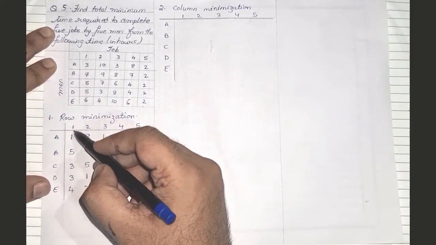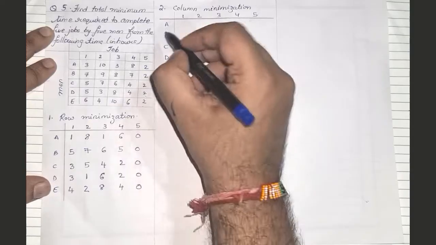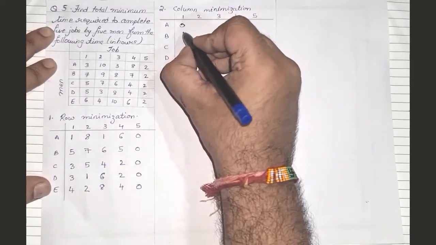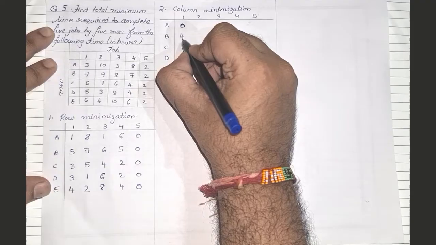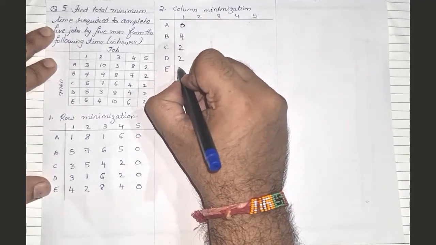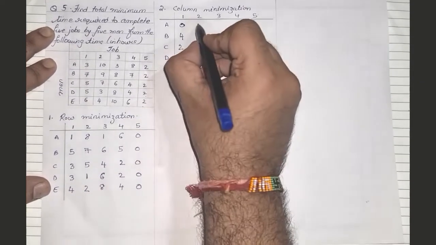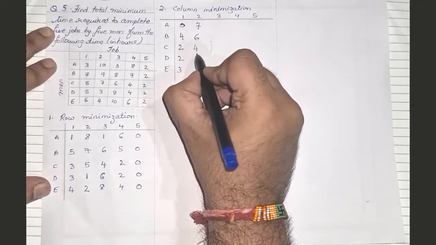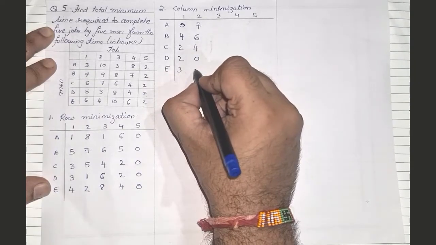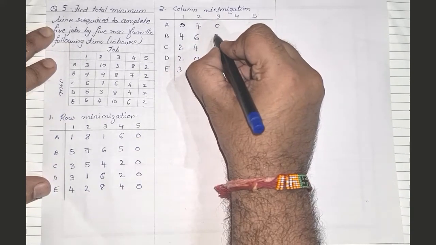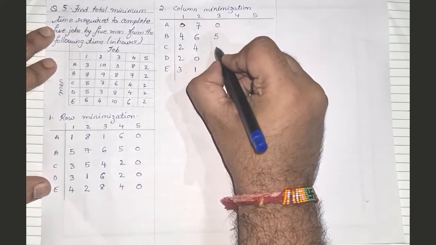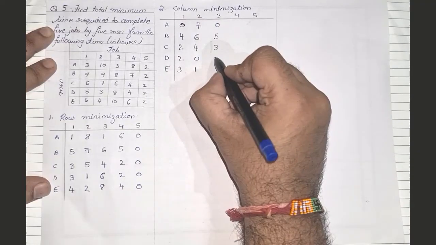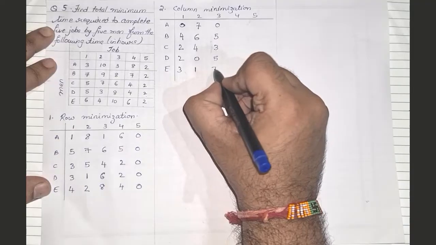In the first column the lowest value is 1, so subtract 1 from all values: 1 minus 1 is 0, 5 minus 1 is 4, 3 minus 1 is 2, again 2, 4 minus 1 is 3. In the second column the lowest value is again 1, so 8 minus 1 will be 7, 7 minus 1 is 6, 5 minus 1 is 4, 1 minus 1 is 0, and 2 minus 1 is 1. In the third column the lowest value is 1, so 1 minus 1 is 0, 6 minus 1 is 5, 4 minus 1 is 3, 6 minus 1 is 5, and 8 minus 1 is 7.